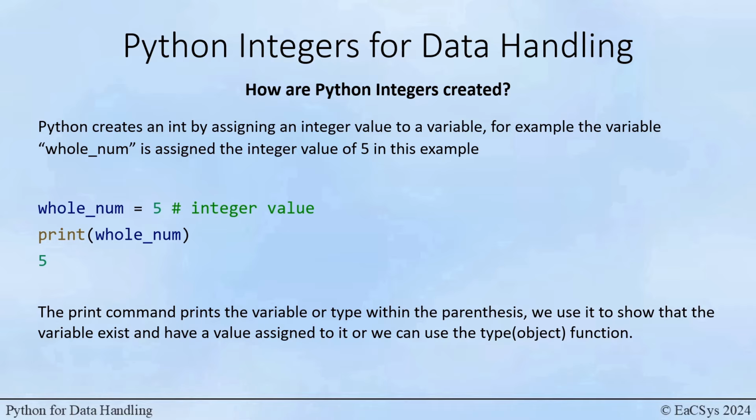And we can use the print command and print the value of the variable by printing the variable between the parentheses of the print command. And when we run this code, it will assign the variable whole num the value 5, and it will print 5 to the screen. In this case, we use the print command to show that the variable exists and that it has a value. Another way to check the object type is to use the type function, for example, to print type of whole num or an int.